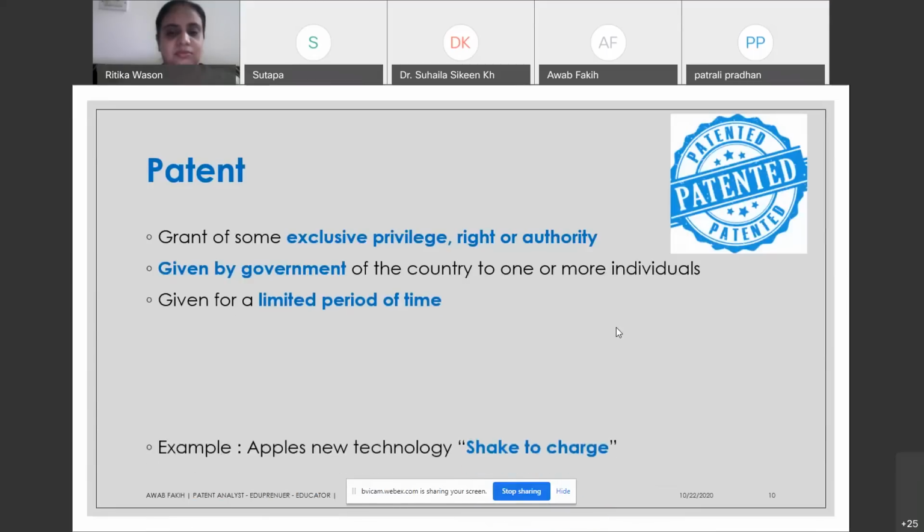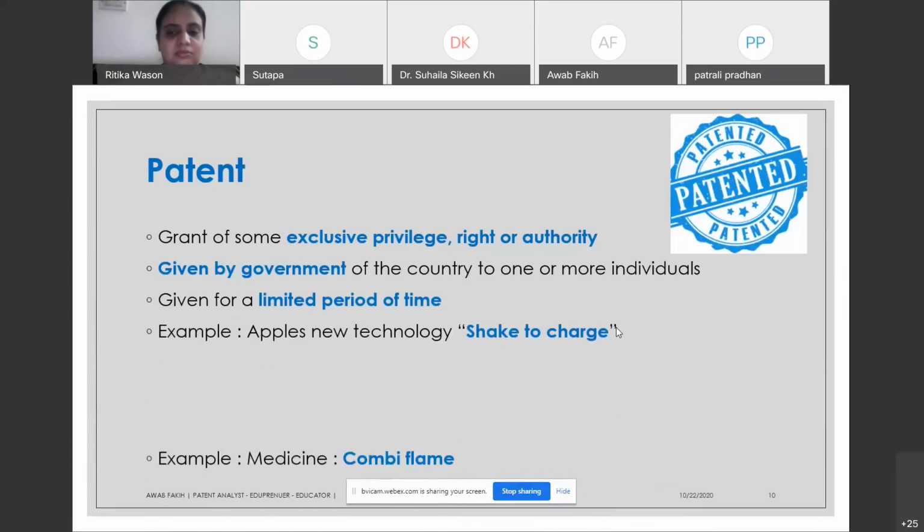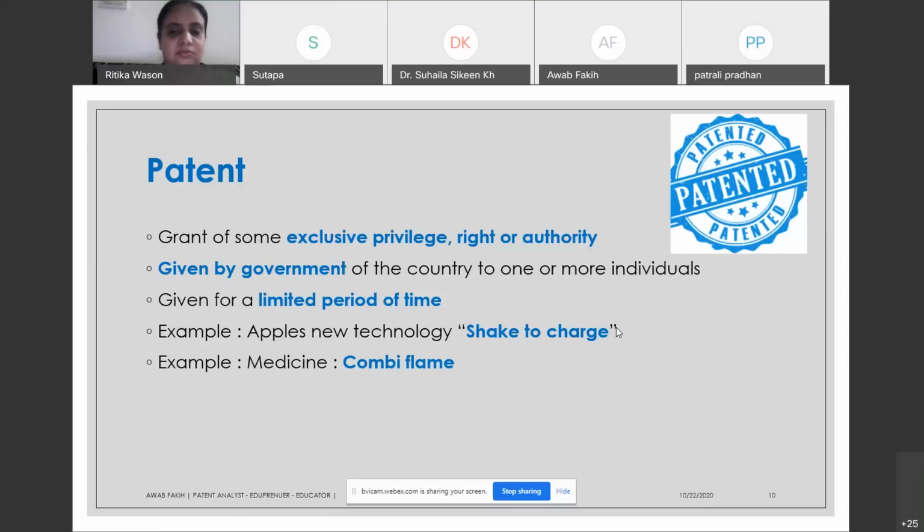The first one is patent. A patent is a grant of some exclusive privilege, right, or authority, given by the government of the country to one or more individuals for a limited period of time in exchange for disclosing the invention. The inventor has a monopoly right for a particular period of time.